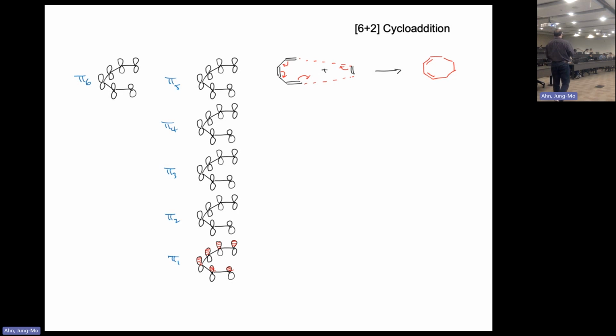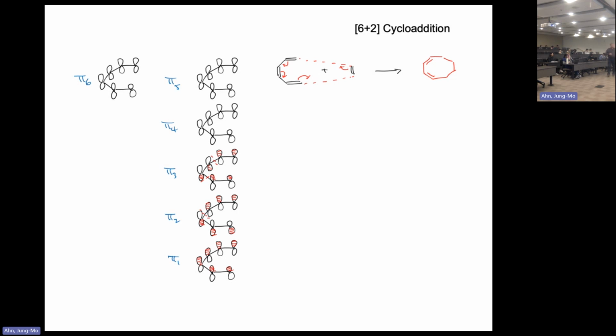How is pi 2 going to look? It's going to have just one node. The best place for that one node in the structure is definitely right in the middle. So 3 of the p orbitals are going to be in phase, and the other 3 are going to be out of phase. So that's going to be pi 2. Pi 3 will have 2 nodes. So every 2 orbitals, we're going to have the nodes placed like this: 2 in phase, 2 out of phase, and 2 in phase.